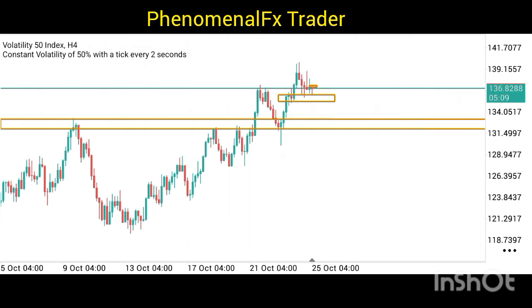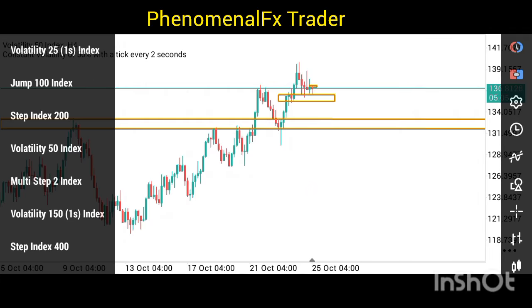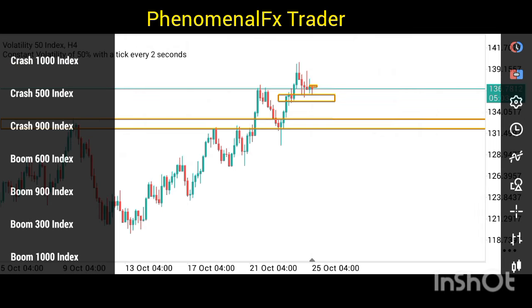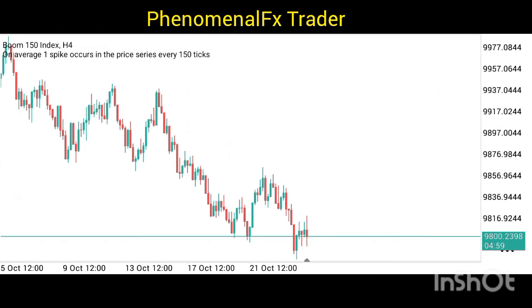It's going to be massive profits. And then there's this other pair we can quickly look at. This is one of the recent pairs we have on boom and crash. This is boom 150 index. All right, boom 150 index. As you can see, the market is bearish.